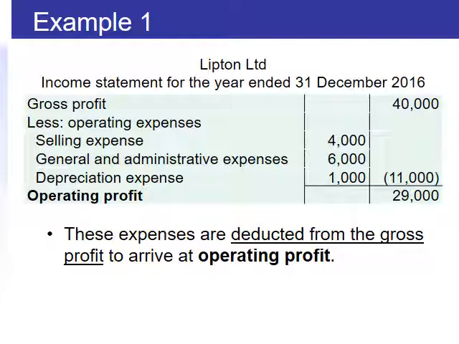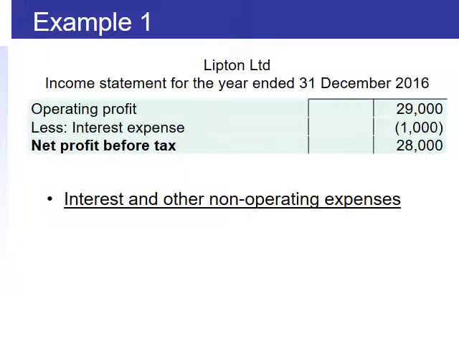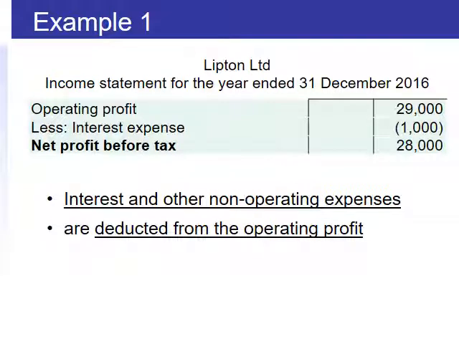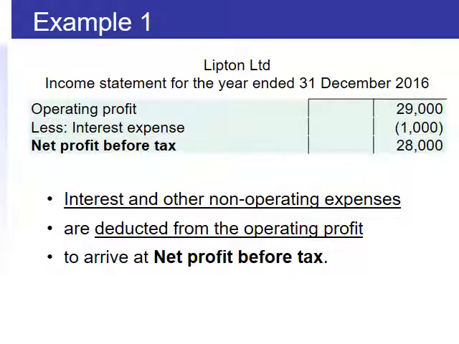These expenses are deducted from gross profit to arrive at the operating profit. So your gross profit of 40K minus selling expense, G&A expenses, and depreciation expenses gives you 29,000, which is your operating profit. The interest and other non-operating expenses are deducted from the operating profit to arrive at the net profit before tax. So you can look from here. Your operating profit of 29,000, you less off your interest expense, 1,000. That gives you a net profit before tax of 28,000.